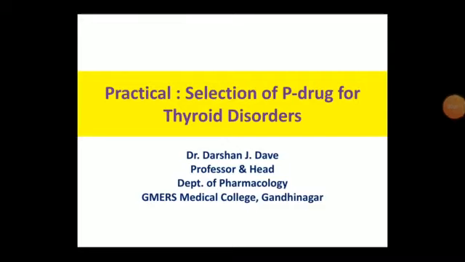Hello, dear students. Today we will discuss the selection of the P drug for thyroid disorders. Now we all know that the thyroid gland, which is situated in the neck, performs very vital functions in our body, in almost each and every organ and system. For their proper functioning, the normal thyroid hormone level is essential.